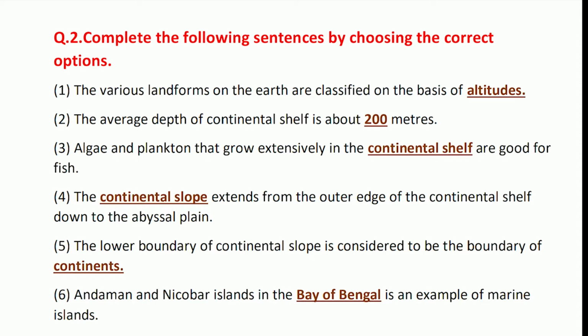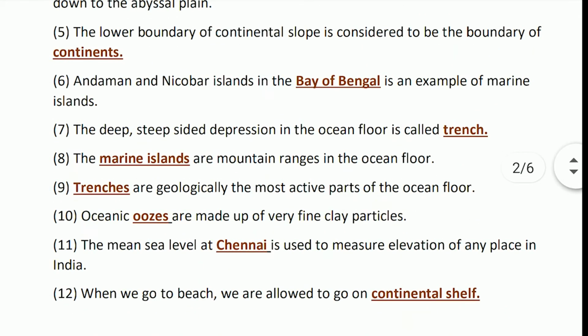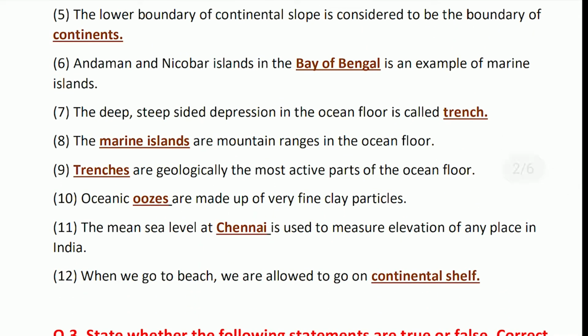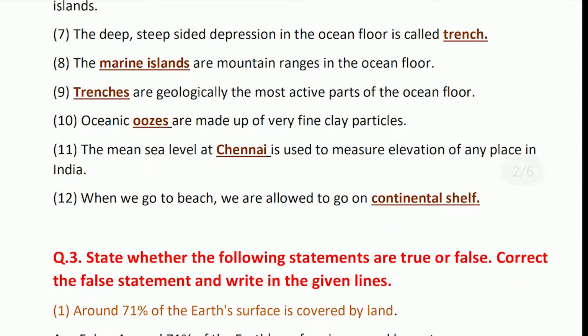The continental slope extends from the outer edge of the continental shelf down to the abyssal plain. The lower boundary of the continental slope is considered to be the boundary of the continents. The Andaman and Nicobar Islands in the Bay of Bengal are an example of marine islands. The deep, steep-sided depression in the ocean floor is called the trench. The marine islands are mountain ranges in the ocean floor.